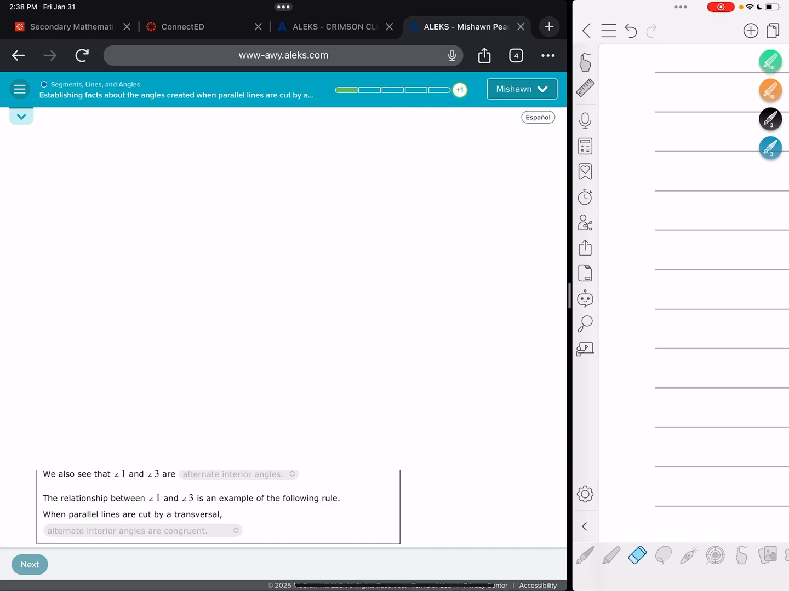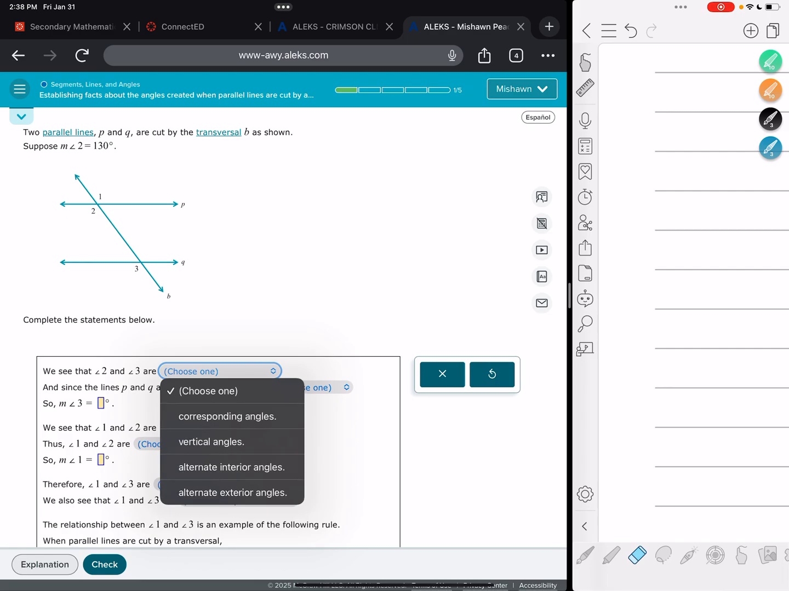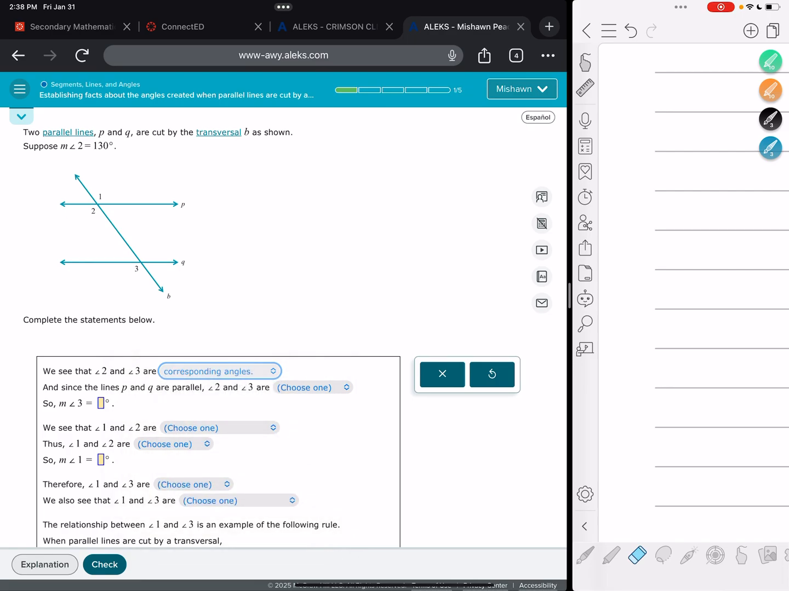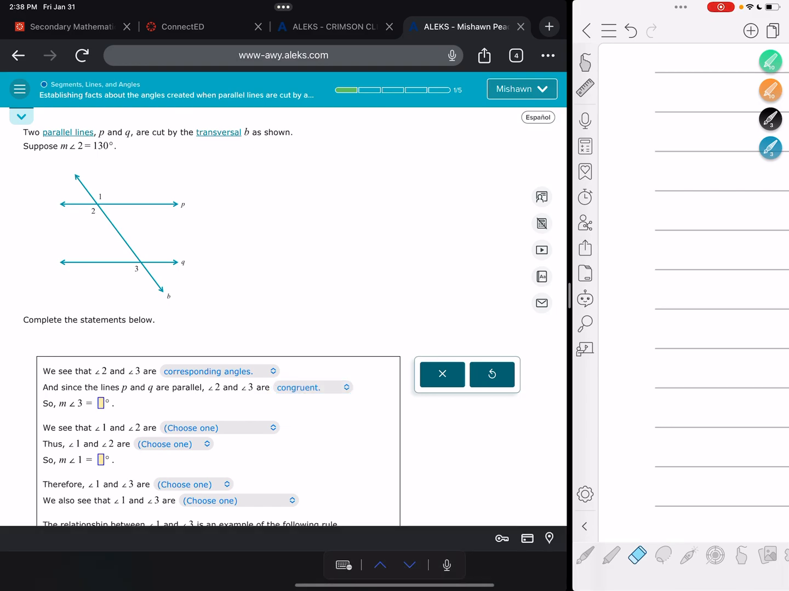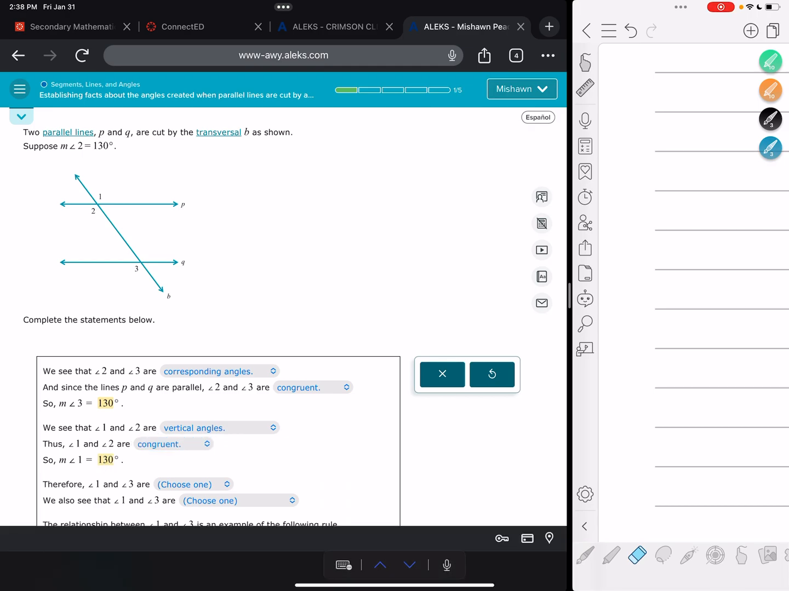All right. So doing the same thing with the next one, I see 2 and 3. They're in the same position on different lines. That's corresponding angles, which again is congruent. So since angle 2 is 130, angle 3 is 130. 1 and 2 are across from each other, so this means that they are vertical angles, and they are congruent, meaning angle 1 is also 130.